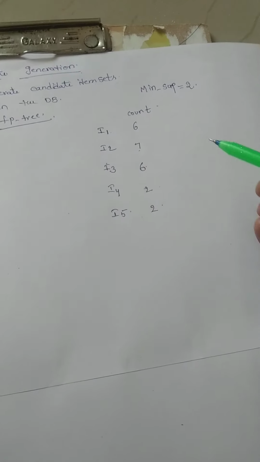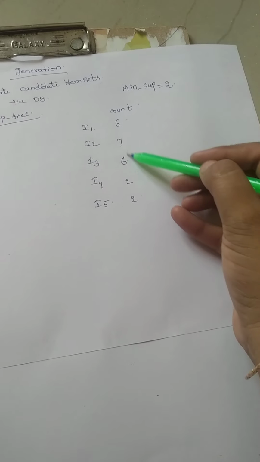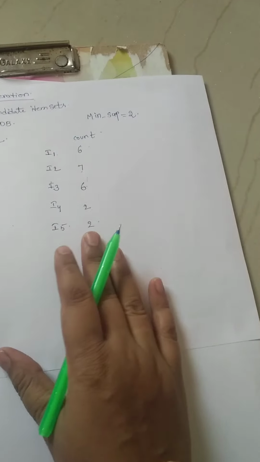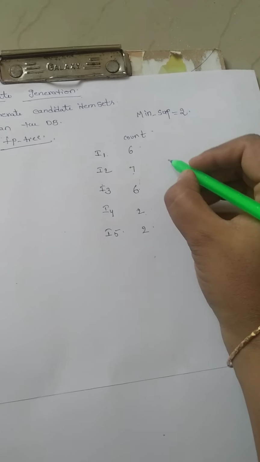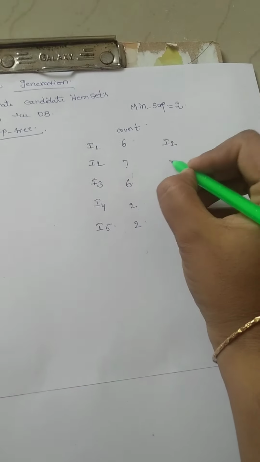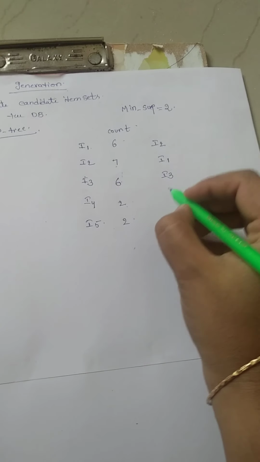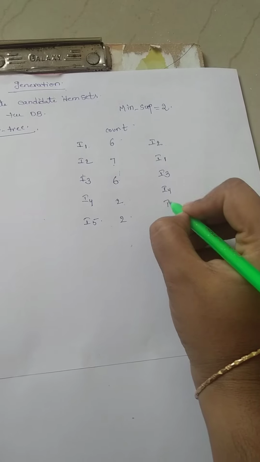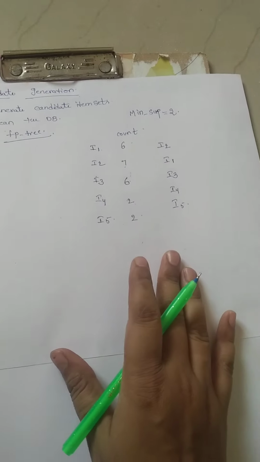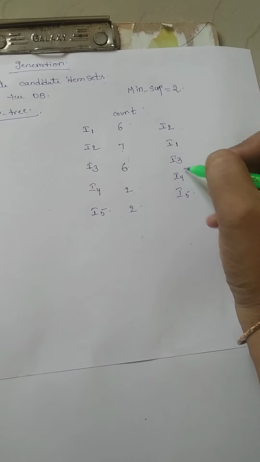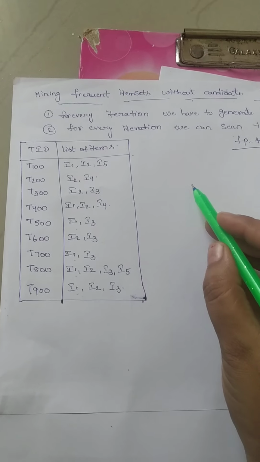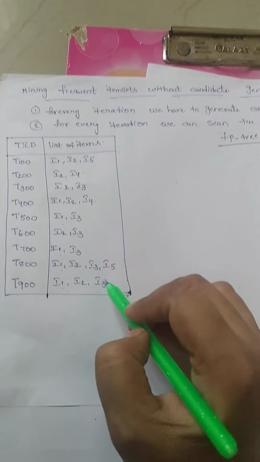Based on this, we take the items in order. What is the highest count? I2. Next we take either I1 or I3, then I4, and then I5. Based on this order, we represent the ordered frequent item sets.